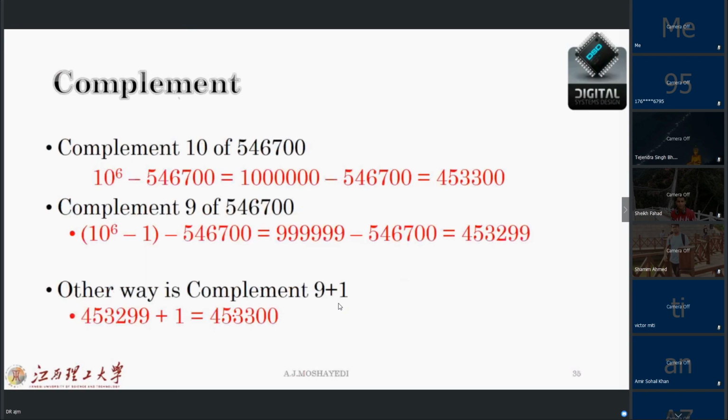Another way of the 9's complement is that we can take the complement of 9 plus 1, then it becomes the complement of 10. Same thing as one's complement, two's complement is one's complement plus 1. Then 10's complement is 9's complement plus 1.